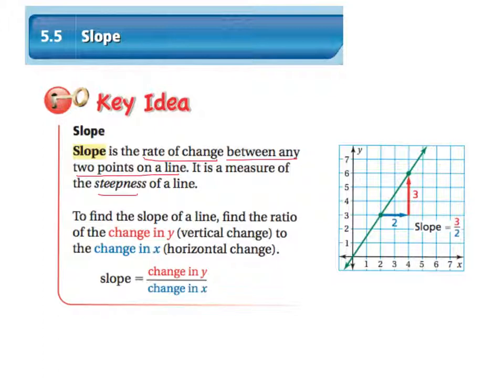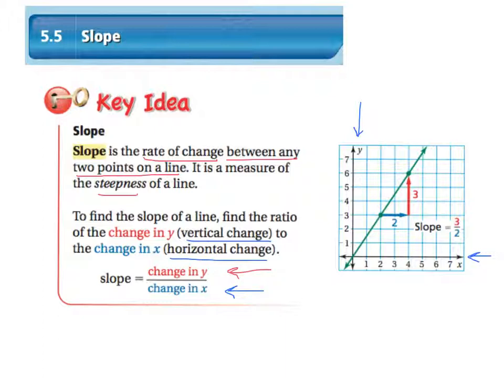So here's how you find it. To find the slope of a line, you need to find the ratio, which is a fraction, the ratio of the change in y divided by the change in x. So the change in y divided by the change in x. Now, the change in y is on the vertical axis, so it's the vertical change. The change in x is the horizontal change, because that's on the x-axis.